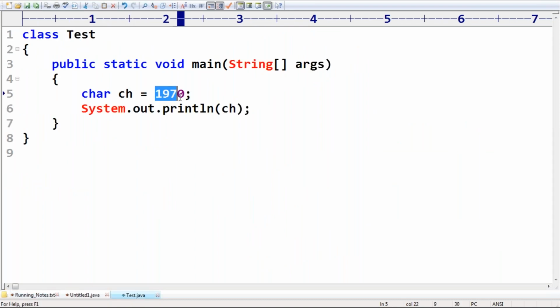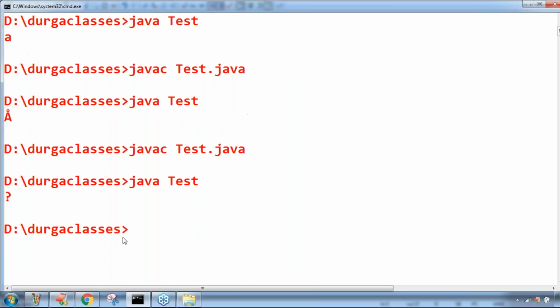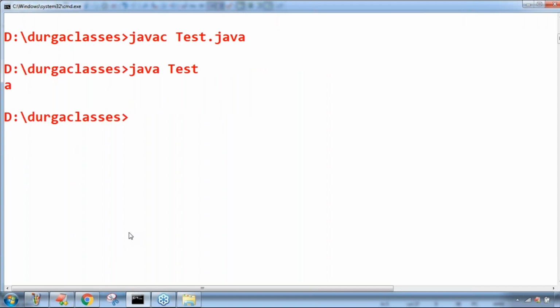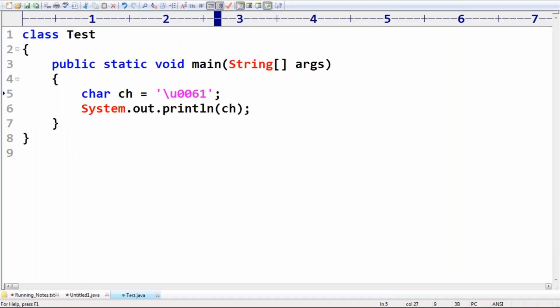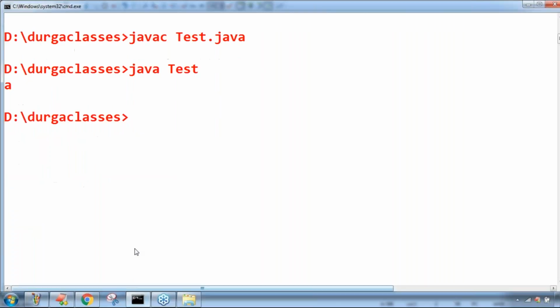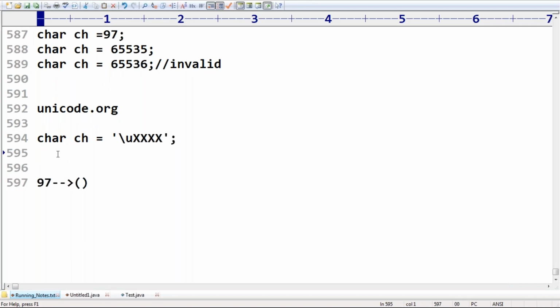Here just observe: char ch is equal to, can you please spell out, sir, single quote. What is the next symbol? Please respond. \u0061. 6 1. What is the answer we will get? Here just have a look once. The answer will become a. Any doubt? This is also one representation for characters. Unicode representation. It's also one representation.